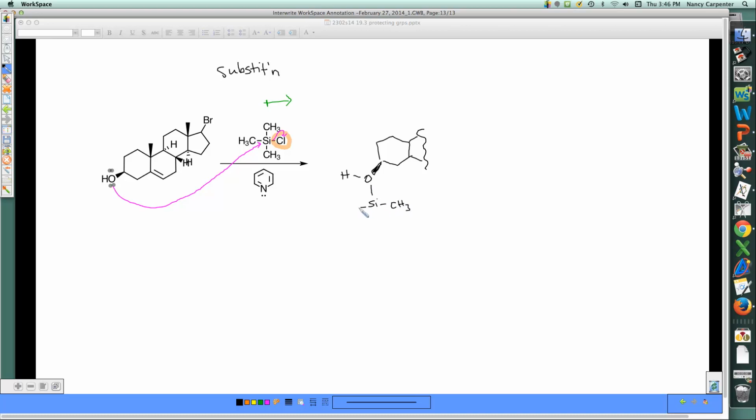So you should notice that the hydrogen did not fly off. It's still sitting there. I've kicked out Cl minus, and now basically anything you see protonated, you need to deprotonate it, and that is why pyridine is present here. That's what this guy is.